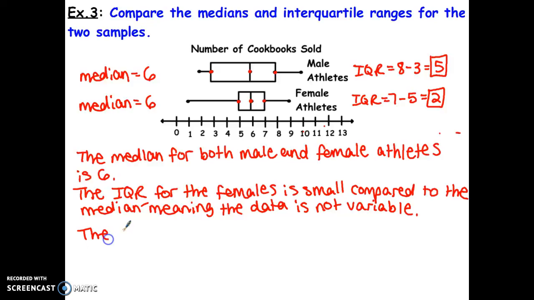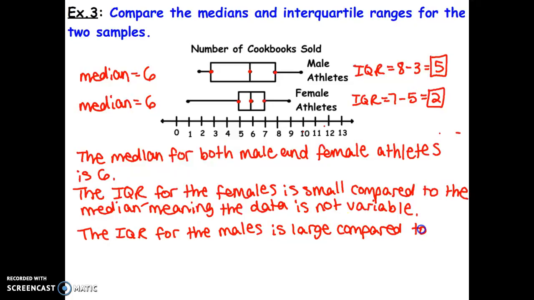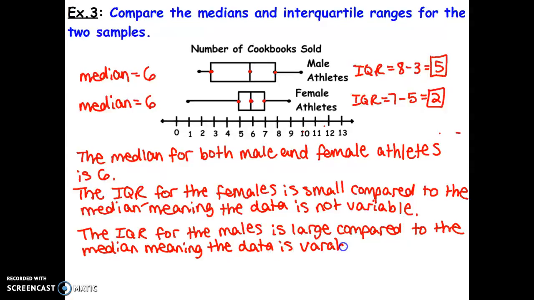Now for the guys, the IQR for the males is large compared to the median, meaning the data is variable, which makes sense, okay, because we see the males are more spread out than the females.